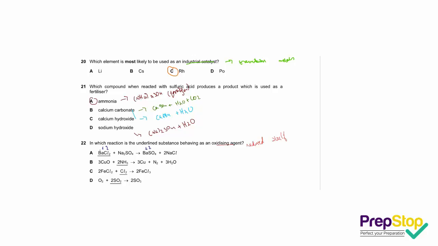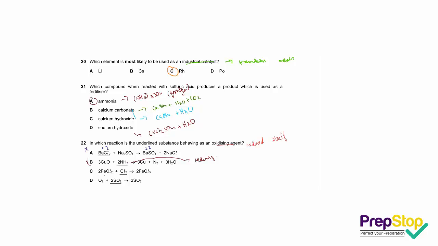Option B says 3 moles of copper oxide plus 2 moles of ammonia. In this reaction, we see that ammonia actually behaves as a reducing agent since it removes the oxygen from the copper and decreases its oxidation state from positive 2 to 0.